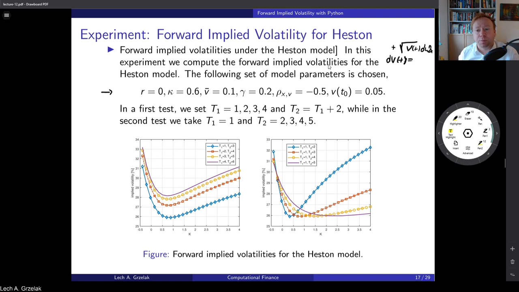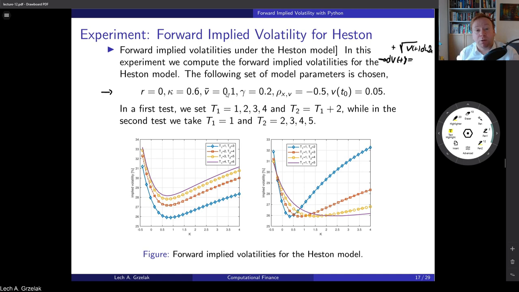So whenever we have a square root, for example, here we have an initial variance of 5%, then if we talk about initial volatility, we will need to calculate the square root of it. And the same for the long-term mean. So this V bar is 10%, so volatility is the square root of it, which is around 30%.